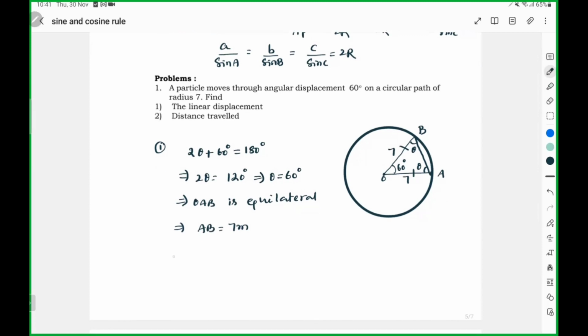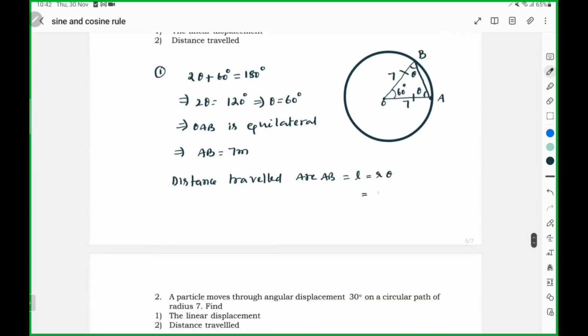And the distance traveled is nothing but arc AB, which is L equals r theta. R here is 7, and theta must be in terms of radians. So 180 degrees is pi radians, 60 degrees will be pi by 3. Theta we have to write in radian measure, so the distance is 7 pi by 3.